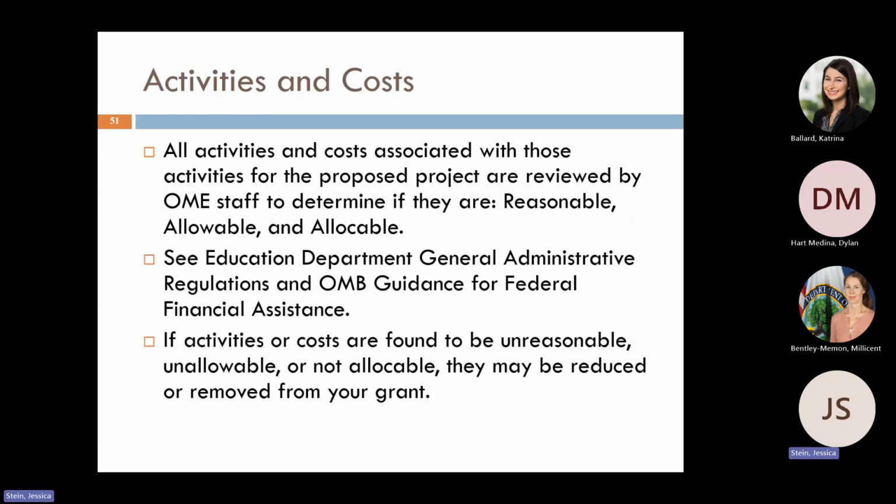Next, we will review the activities and costs. All activities and costs associated with those activities for the proposed projects are reviewed by OME staff to determine if they are reasonable, allowable, and allocable. See the Education Department General Administrative Regulations and OMB guidance for federal financial assistance. If activities or costs are found to be unreasonable, unallowable or not allocable, they may be reduced or removed from your grant.